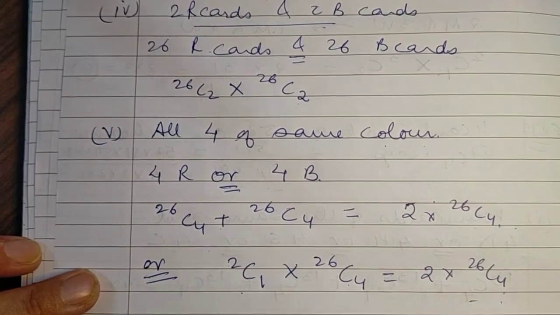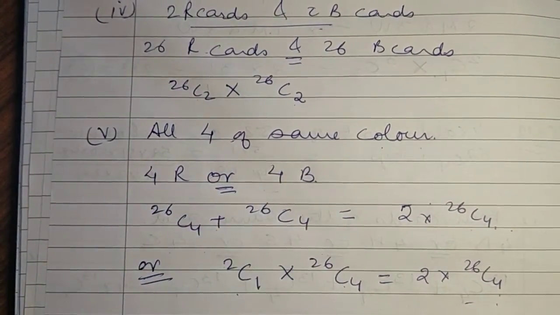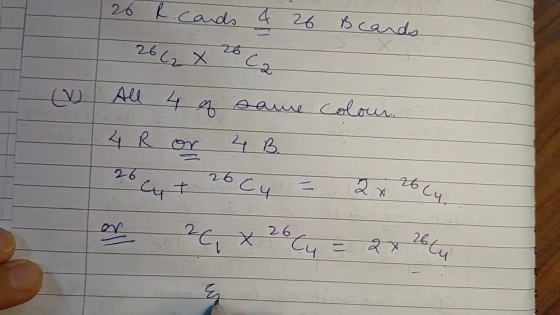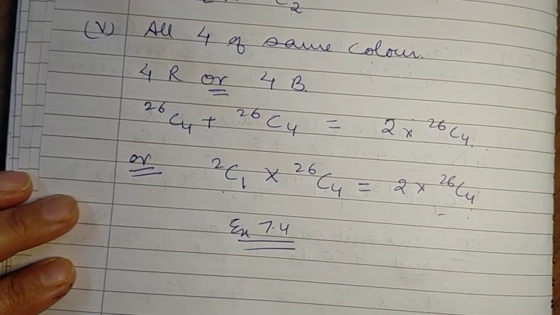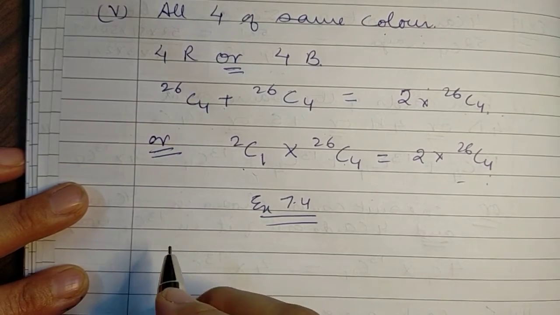Now in this manner you can do similar questions relating to cards. Now let's quickly discuss the questions in the exercise 7.4. We have already done the first question. Now the second one is similar to questions done in permutation, that is you have to solve.